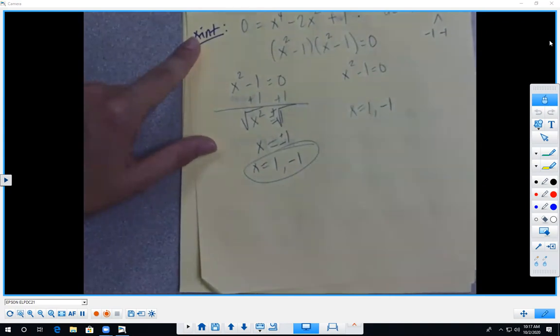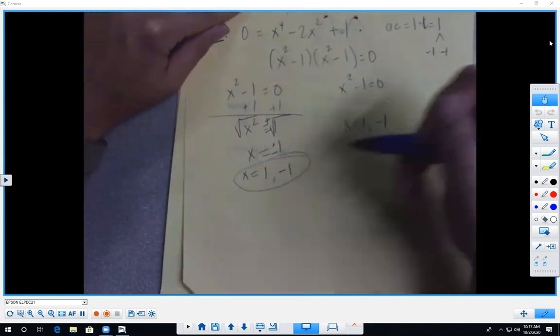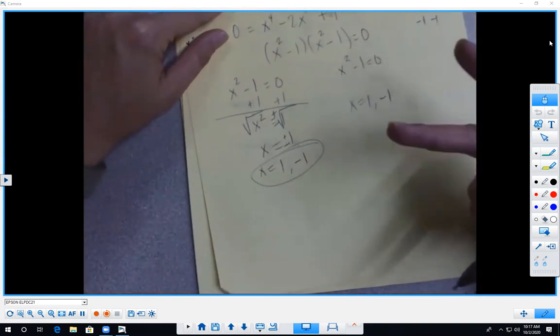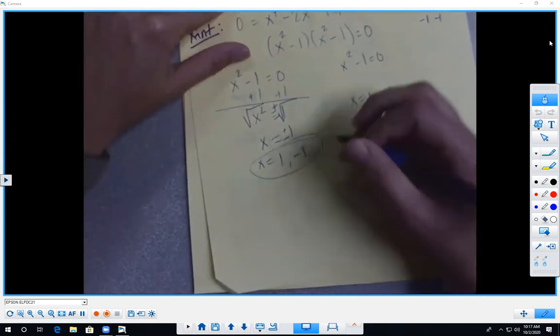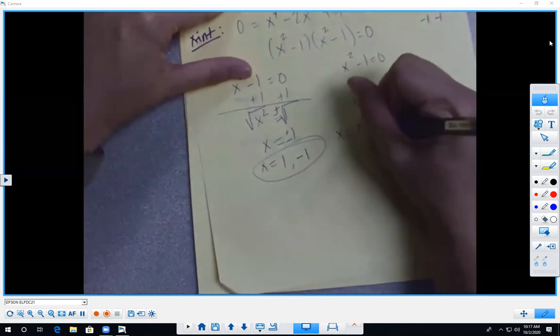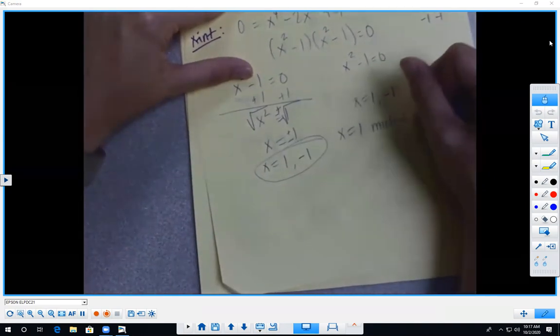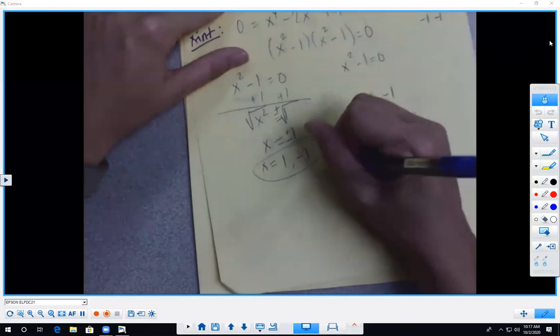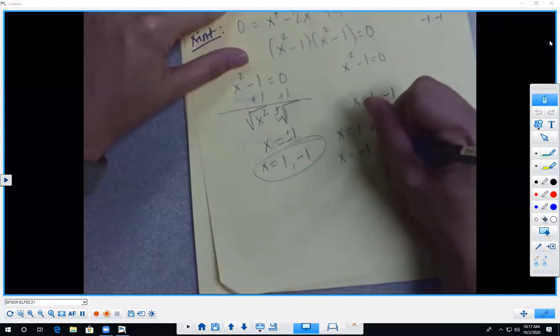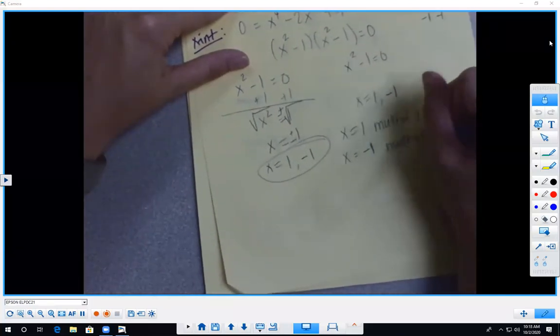So how many solutions should I have here? 4 solutions, because the degree is 4. I have 4 right here, but 2 of them are the same twice, right? So I have x equals 1 with a multiplicity of 2. I also have x equals negative 1 with a multiplicity of 2.